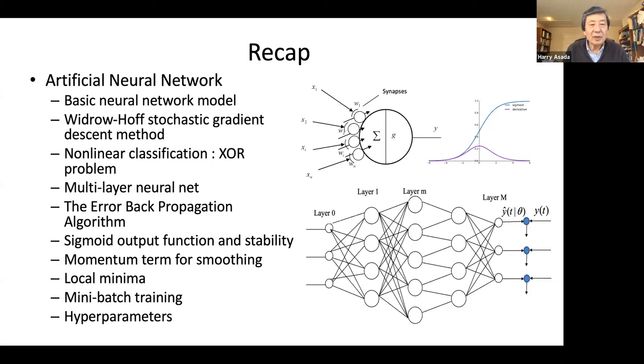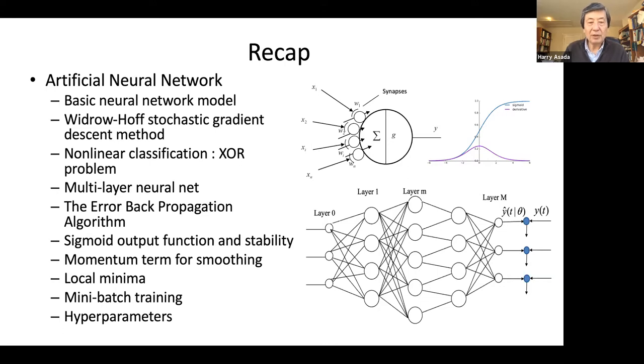Then we looked at nonlinear classification, the exclusive OR problem, as a counterexample showing the limitations of simple neural nets. That led to the multi-layer neural net. Then we looked at the error backpropagation algorithm, and discussed a few items like output functions. The sigmoid function has interesting properties. And the momentum term for smoothing, otherwise you get a zigzag optimization. Then we addressed the local minima issues and mini-batch training, and ended with the hyperparameters.